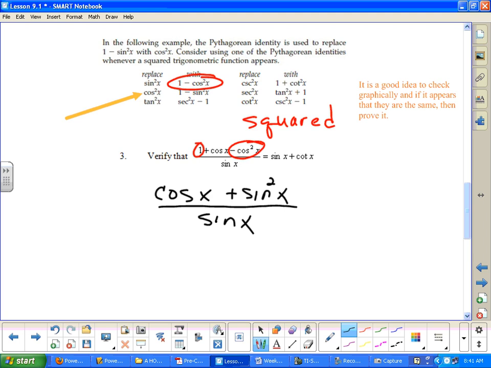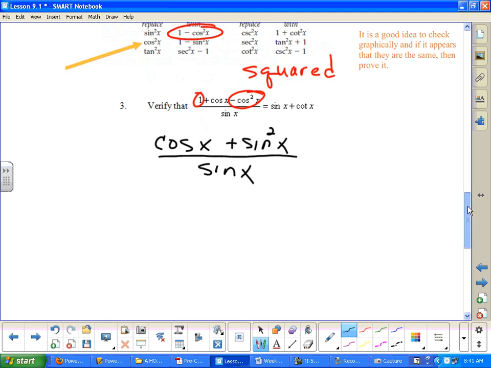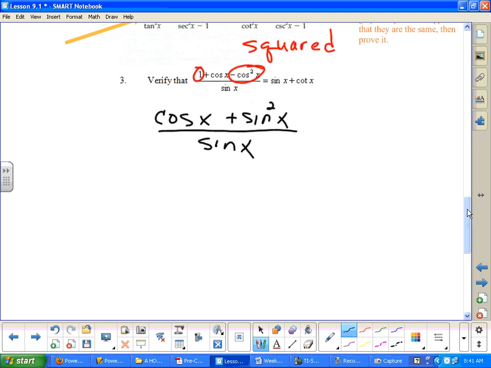Okay. And the point is that, did it matter which way I started? Nope. I'm going to end up eventually, if you do things correctly, whether you do it the same as somebody else or not, you're going to end up in the same spot. But here we got cosine of x over sine of x.